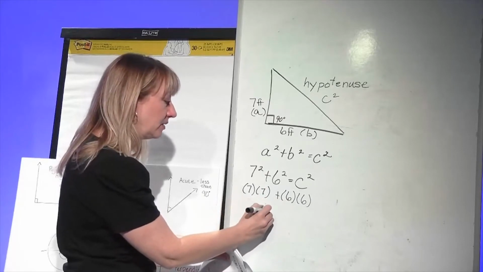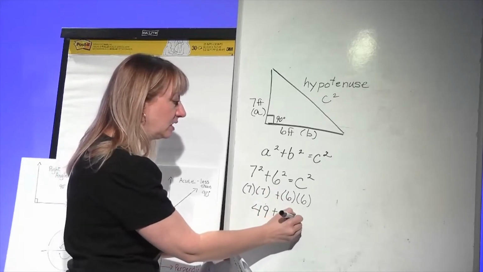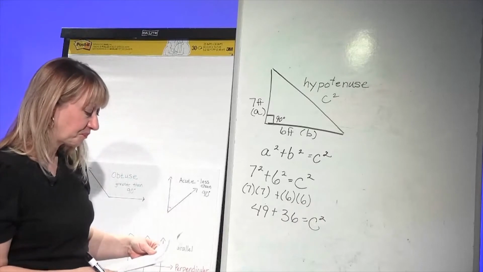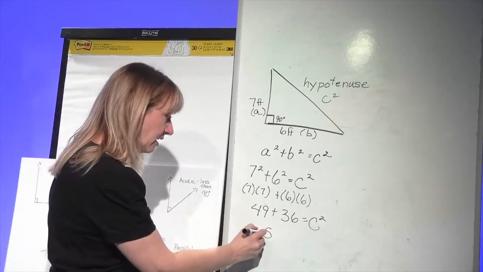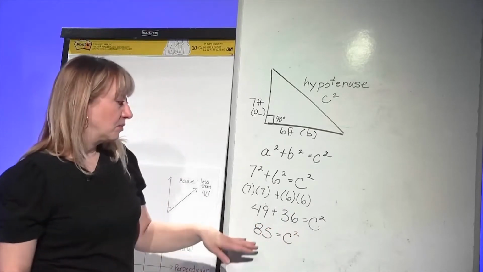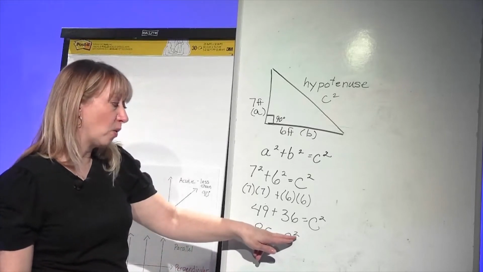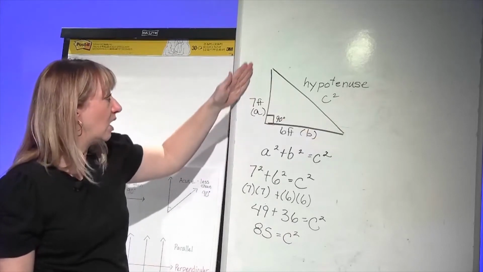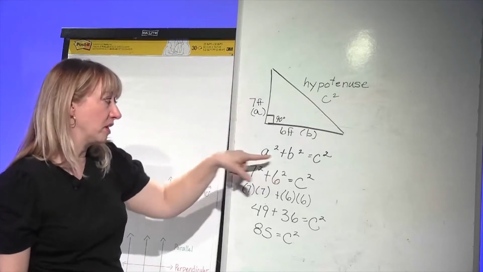So 7 times 7 is 49. 6 times 6 is 36. And again, we're trying to find what our c squared is. So when I add 49 and 36, I get 85. That's my c squared. But you're not done here, because 85 is not your answer, because here you have a squared. You want to find out what this is without the square, because notice how this isn't 7 squared here. It's just 7. This is the formula we use.